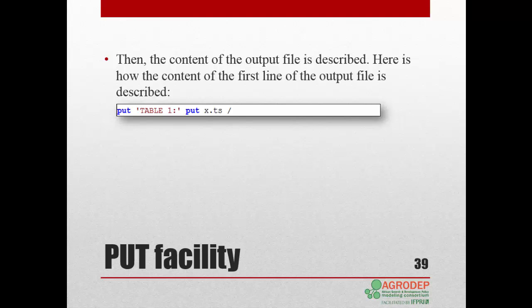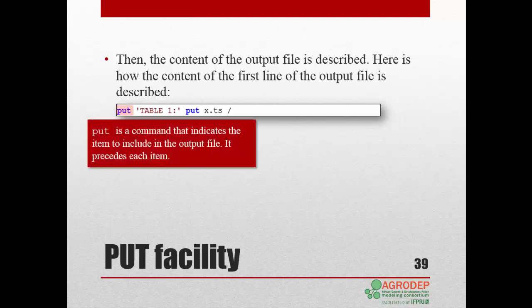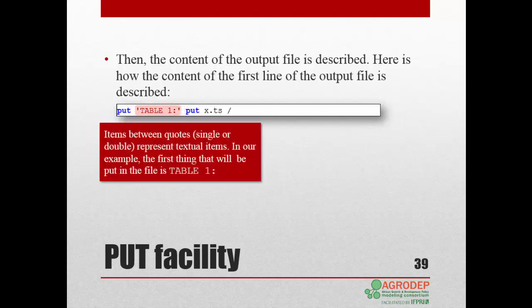Next, we specify the items to be written in the output file using, again, put statements. A put must precede each output item. Items placed between quotes, whether single or double, represent textual items. Everything within the quotes is displayed. So in our example, the first put statement writes "Table 1:" to the output file.